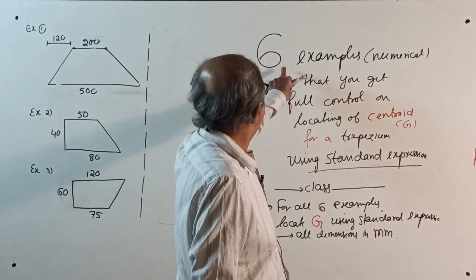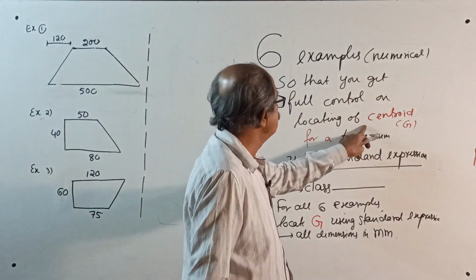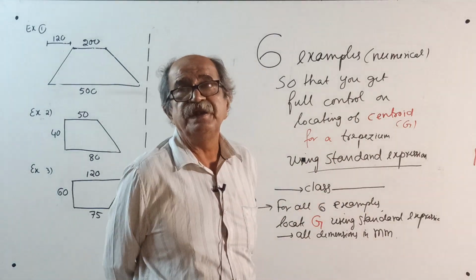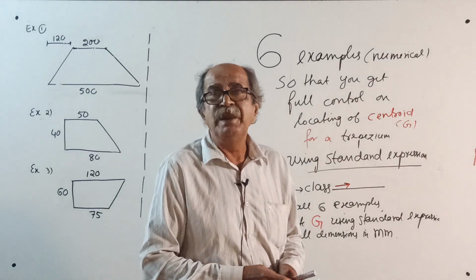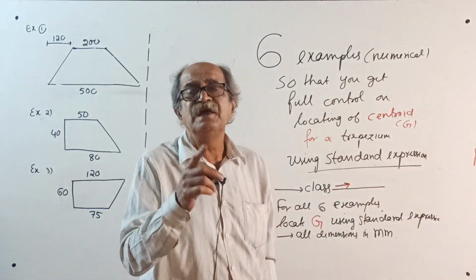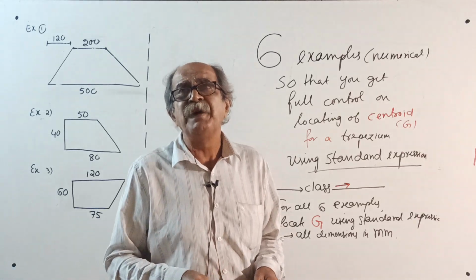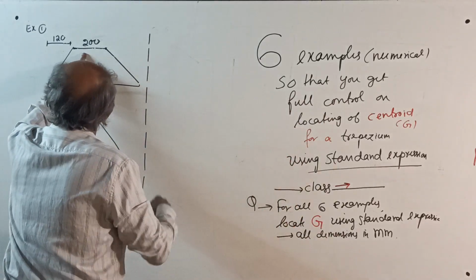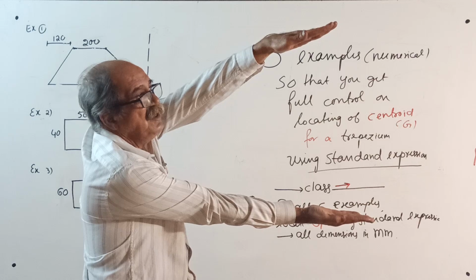Now, 6 numerical examples, so that you get full control on the location of the centroid for a trapezium using the standard expression. Class, you should write. When you have to locate the centroid for a lamina, say a trapezium, you need both x bar and y bar. But the standard expression is only for one of them, either x bar or y bar, depending on how the parallel sides are. See, the first 3 examples, 1, 2, 3, the parallel sides are this way, horizontal.